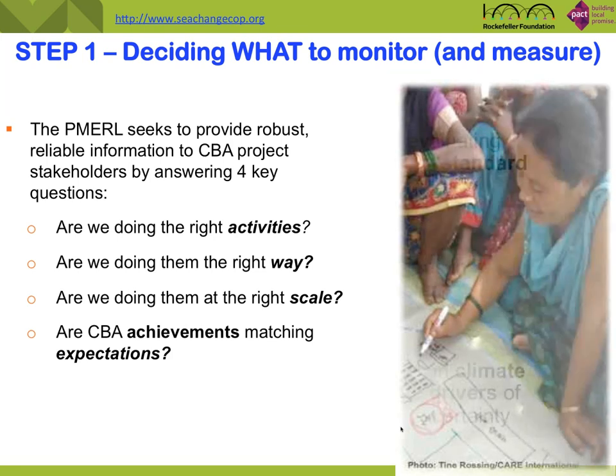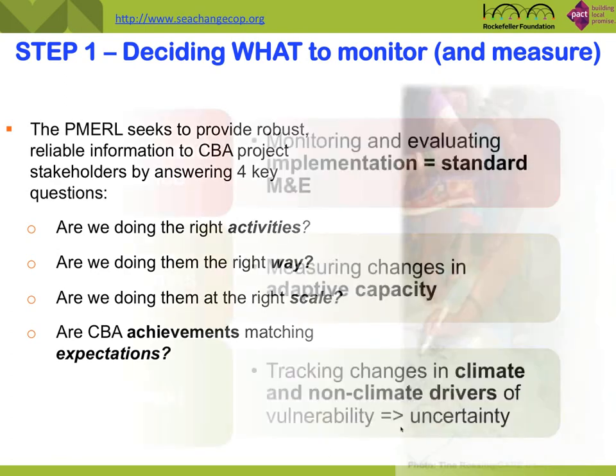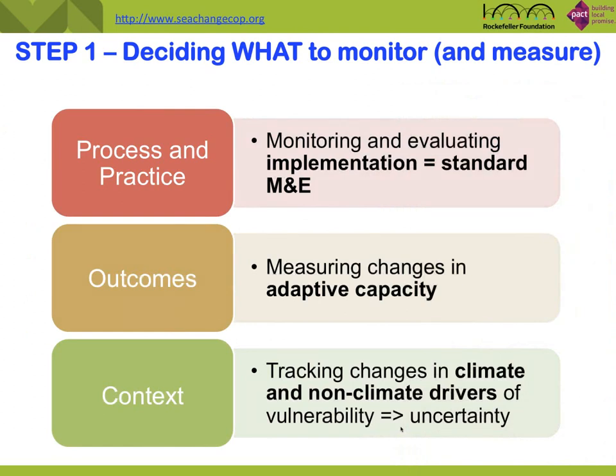So to respond to these four questions, the PMERL focuses on three types of information. The first type of information essentially concerns process and practice, and for me that has a lot to do with what I call standard monitoring and evaluation that you see a lot in results-based frameworks and whatnot. This concerns information on how the CBA interventions are being implemented, you know, the progress made. It means monitoring and evaluating the progress of implementation of the community adaptation plans, and essentially getting a better idea of what is working and what isn't, and particularly why that is.